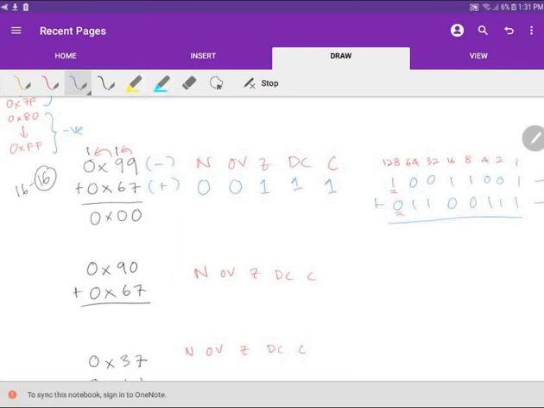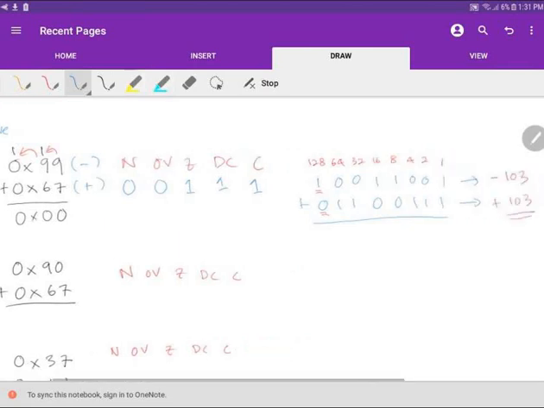So just to prove it, that's why I showed you in this binary format its decimal value, which is negative 103 plus 103, so you get 0. So 0 is a unique thing, there is no sign for it. So therefore there is no overflow here.